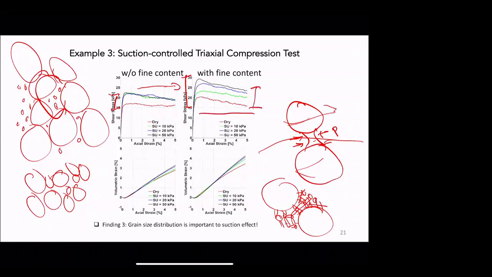Okay, so for the same amount of suction, you can see the fine particles actually make the shear stress more profound. And this could be something that we can learn from the DEM simulation and get inspiration for designing new material, for example, leveraging the unsaturated behavior to increase the shear strength.